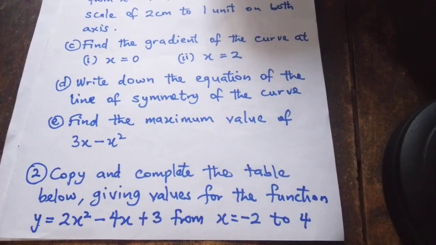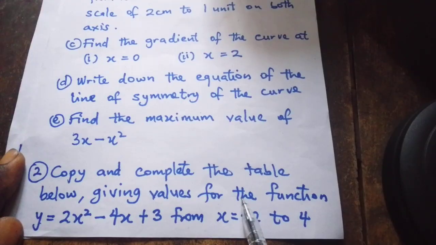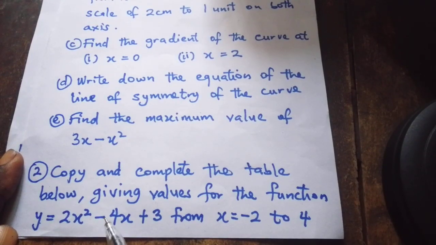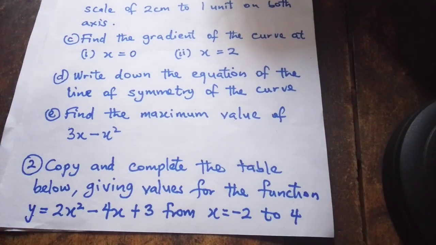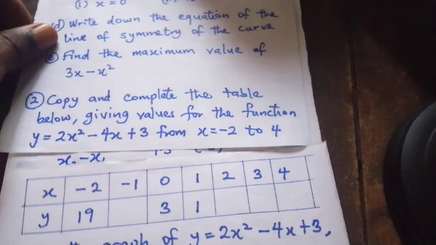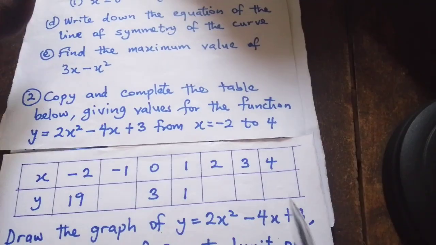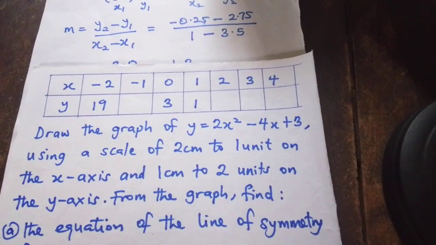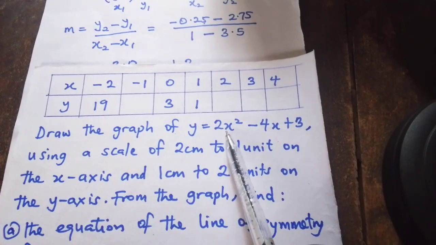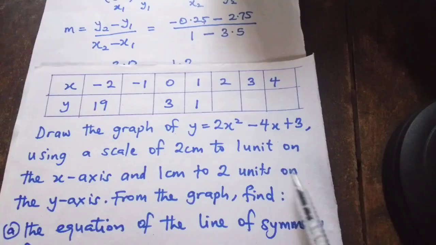E, find the maximum value of 3x minus x squared. Then for number 2, you are having copy and complete the table below, giving values for the function y equals 2x squared minus 4x plus 3 from x equal to -2 to +4. This is the table. When x is from -2 to +4, you are going to do this. Then you now draw the graph of y equals 2x squared minus 4x plus 3 using a scale of 2 cm to 1 unit on the x-axis and 1 cm to 2 units on the y-axis.